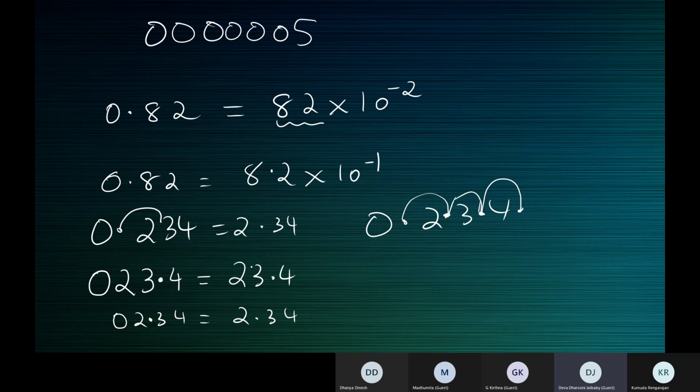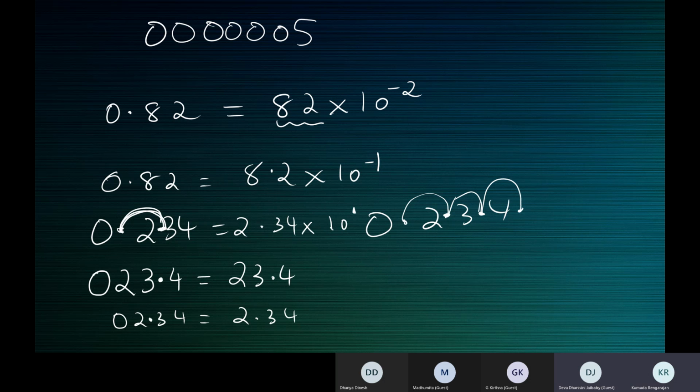2.34. Now by how many places have you shifted the decimal? 1 or 2? 1, ma'am. Only once, no? From here it came here. Only once. Yes, ma'am. Okay, so the power will be 1. 10, the power will be 1.